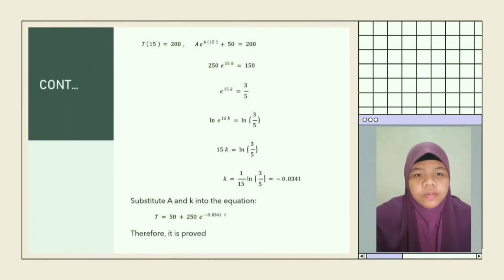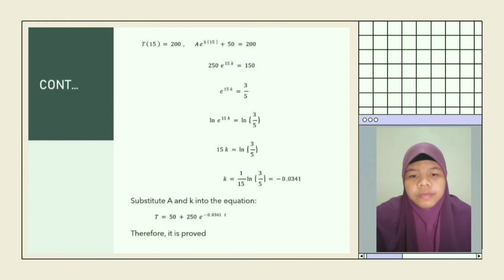Then values of K. Substitute time equals 15, temperature equals 200, and A equals 250 in the equation. So the equation will be A e^(15K) + 50 equals 200. Then e^(15K) equals 3/5. Then we put ln on both sides. So the final answer of K is negative 0.0341.